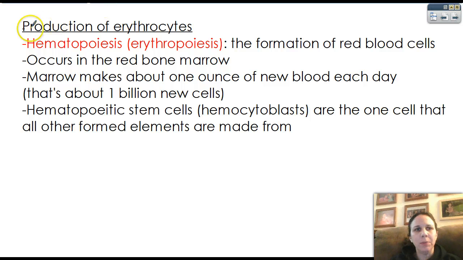Okay, how do we make our red blood cells? Well, the production of erythrocytes has to do with hematopoiesis. Hemato, blood, poiesis, formation of. It's also referred to as erythropoiesis. It's the formation of red blood cells, and it occurs, as we remember from the bone chapter, in the red bone marrow, which in adults we find in flat bones and in your sternum, in your hips, and stuff like that.